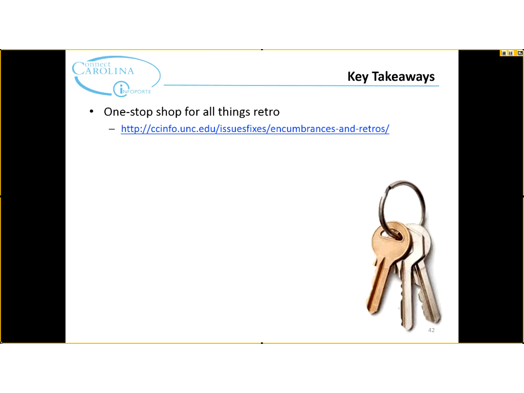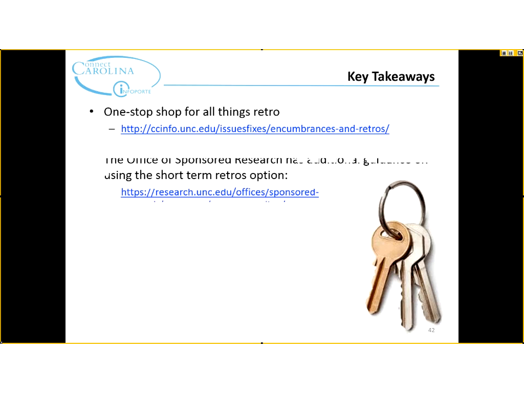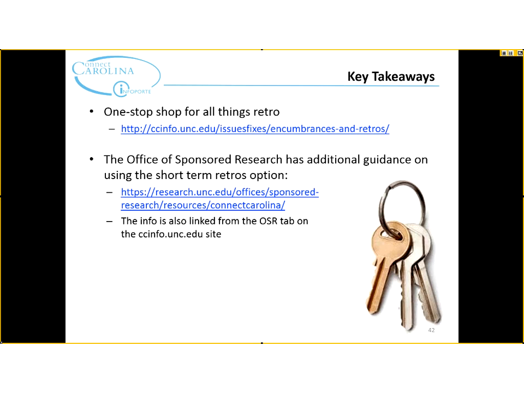Now, you can go to CC Info and really find your one-stop shop for all things retro, including a nice table that has been put together that lets you take a look at it and say, well, for my monthly employees, if they were paid during this pay period, and we're talking about salary, this is the tool I use. It's very handy, easy to understand. There's also a manual there for how to use the retro tool.